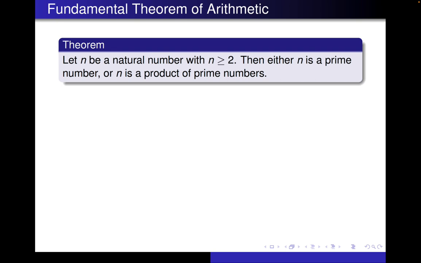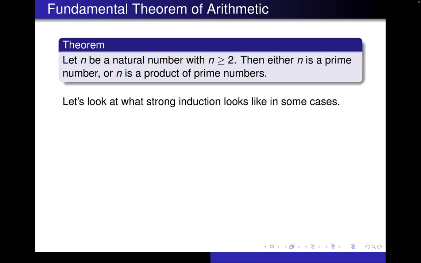All right, so let's demonstrate this reasoning that we use for strong induction on the fundamental theorem of arithmetic, and then we'll do a proof by strong induction. So suppose n is a natural number with n greater than or equal to 2. Then we're going to prove that either n is a prime number or it is a product of prime numbers. So we're proving that every number that is at least 2 has a prime factorization, which we kind of know to be true from our experience, but now we're going to prove it.